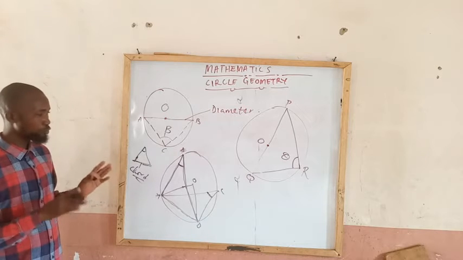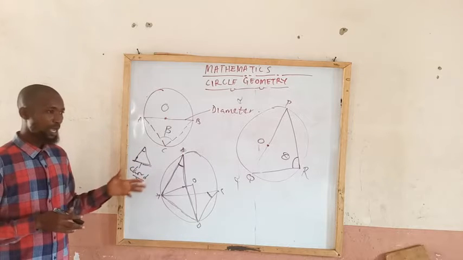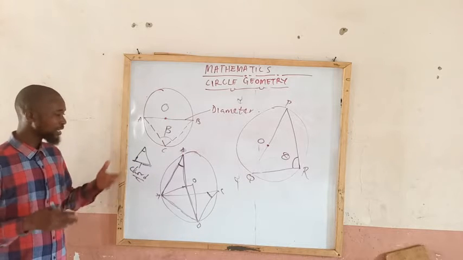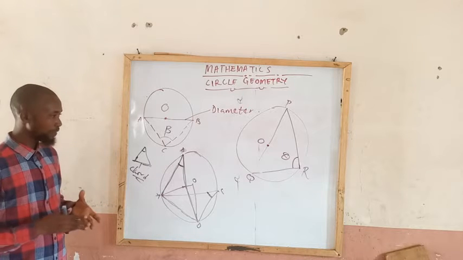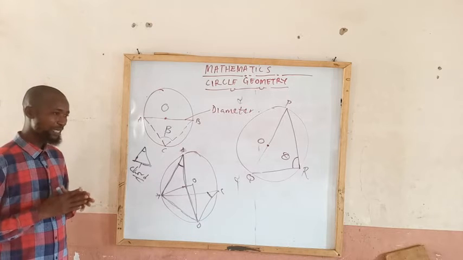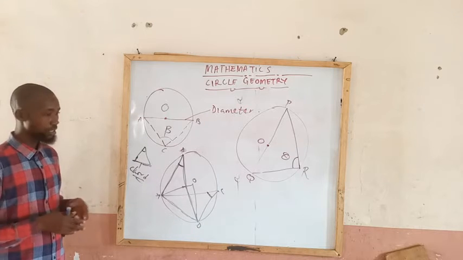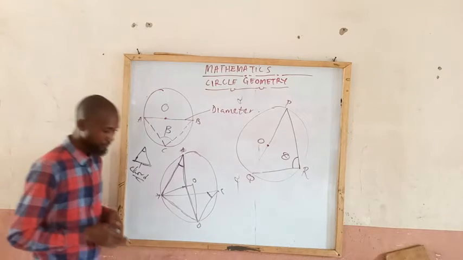Now we've been able to know how to determine angle in a semicircle, as well as how to find angle in the same segment. So once we've been able to achieve this, then applying the theorem into solving questions now becomes very easy. So what we now do is we begin solving questions.